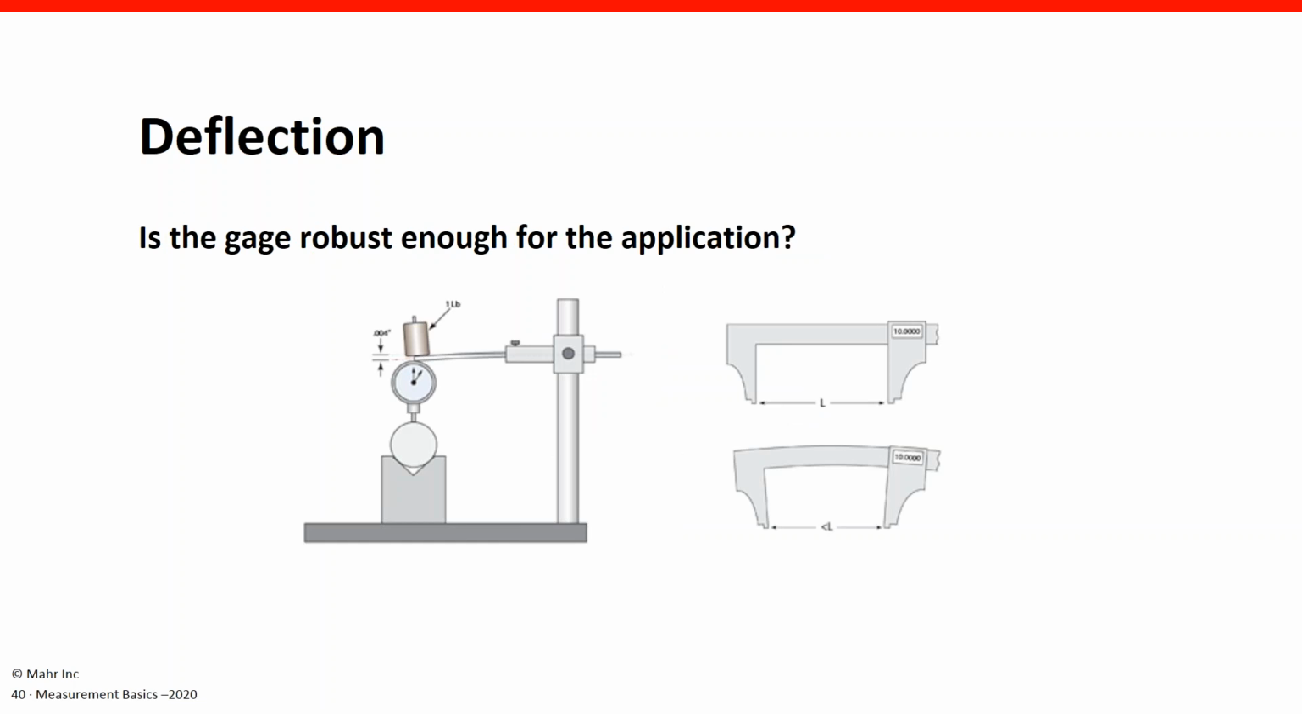Deflection is another enemy that we see sometimes. Is the gauge robust enough for the application? Here's a case of a stand which has a pretty long overhang on it, and maybe the arm isn't robust enough to support the weight of the indicator, or any vibration that's coming through the stand it's on might get magnified and show up in variation as the indicator. So make sure that the gauge is robust enough for the application.